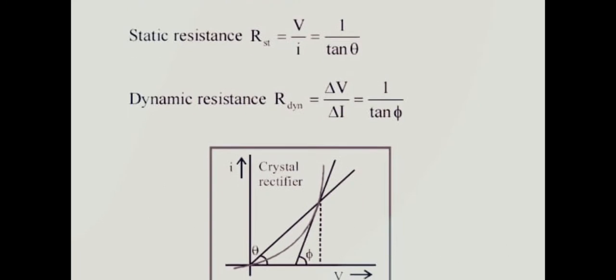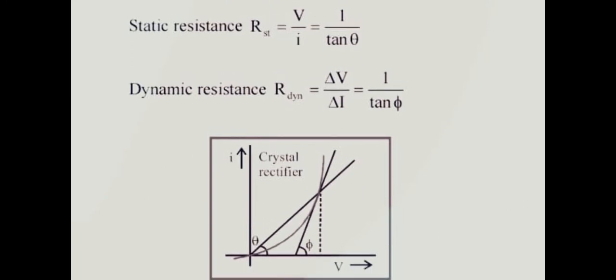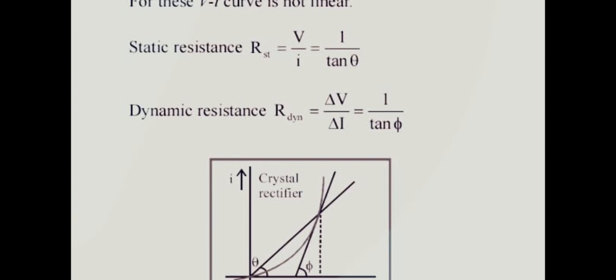Now these are static resistances. R means resistance at a static position. V by I is equal to 1 by tan theta. When we have to calculate it, we have to get tan theta.